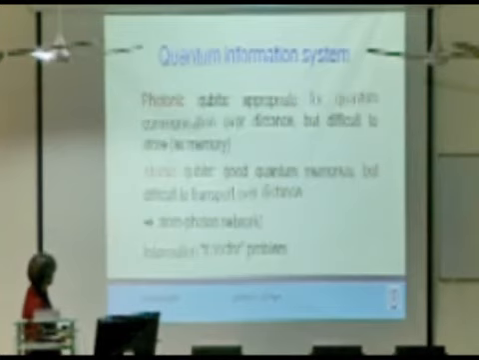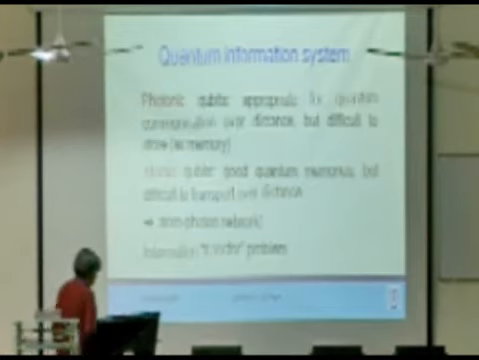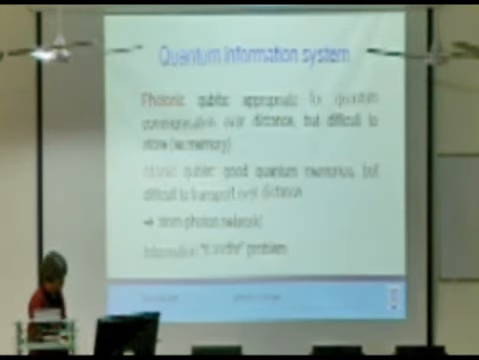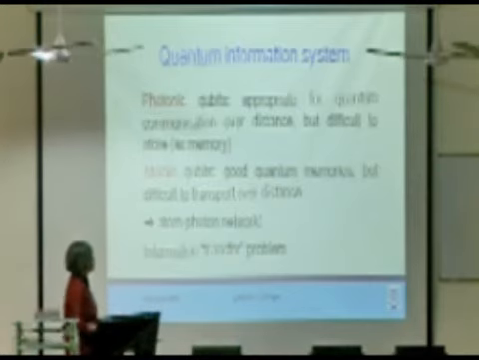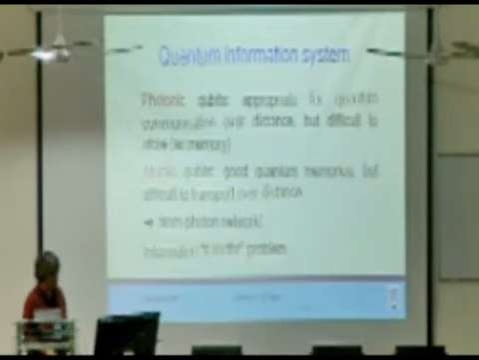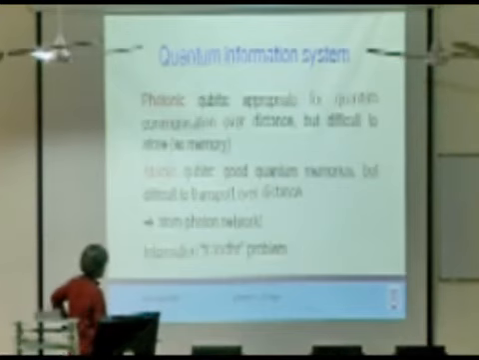So, the other kind of work that we are interested in, that I am not going to talk about, was there already in my scheme, but maybe I will cut the talk a little short. It is about what Professor Deepak Kumar talked about. As everybody knows, photonic qubits are appropriate for quantum communication over long distances, but they are difficult to store as memory, whereas atomic qubits are good quantum memories, but difficult to transport over distances.